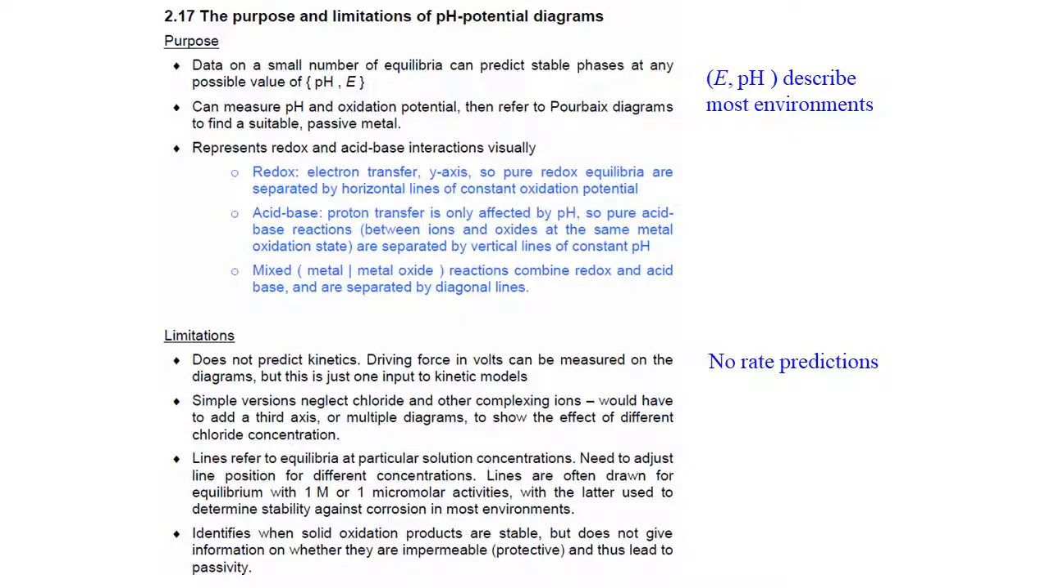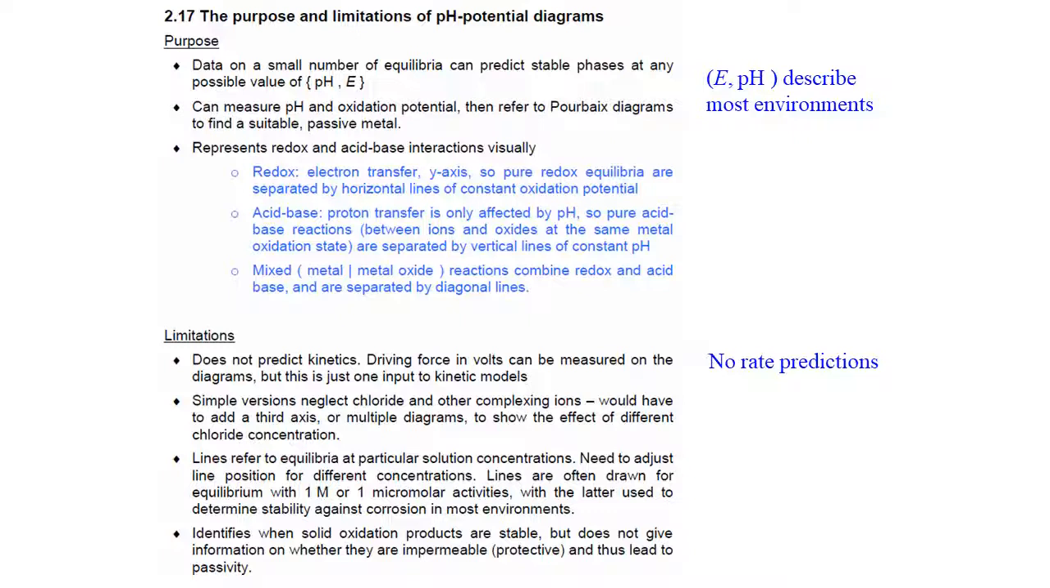But the simple ones without chloride will frequently be sufficient to tell us what corrosion we're going to have in groundwater or in many systems in chemical engineering which won't involve chloride. In seawater we would need the full diagrams which do involve chloride.